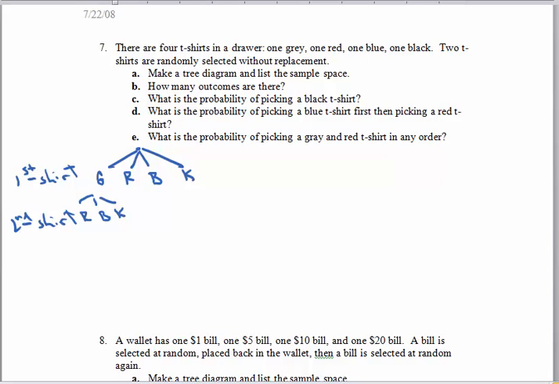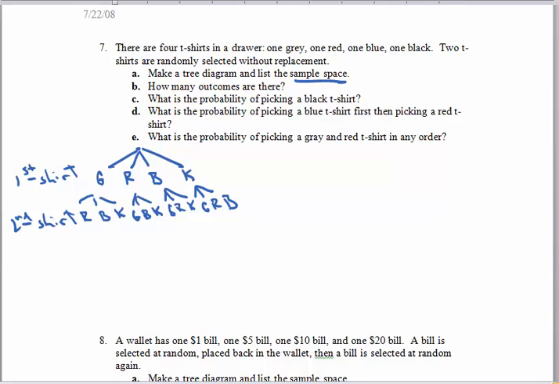And then you have a similar thing if you choose the red first. You can't get the red again, so you could either get the gray, the blue, or the black. If you get the blue first, you can get the gray, the red, or the black. And if you get the black first, you can get the gray, the red, or the blue. That's kind of messy, so I apologize for that. But again, the tree diagram is not really what I'm interested in. What I'm really interested in is the sample space.